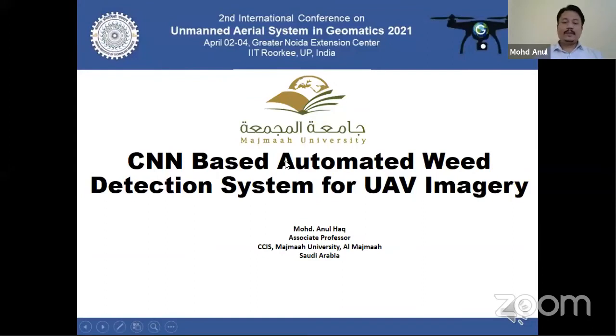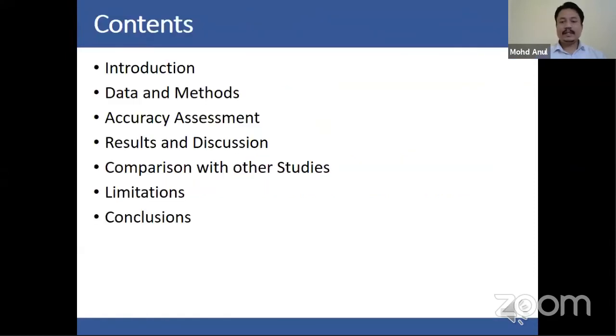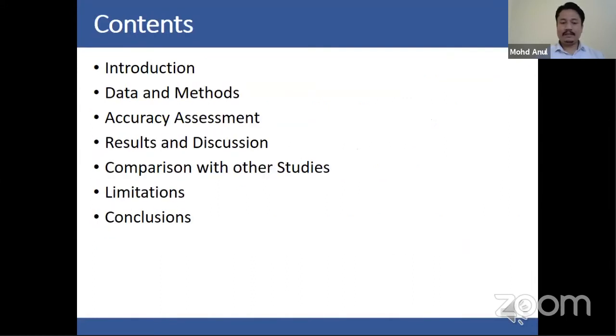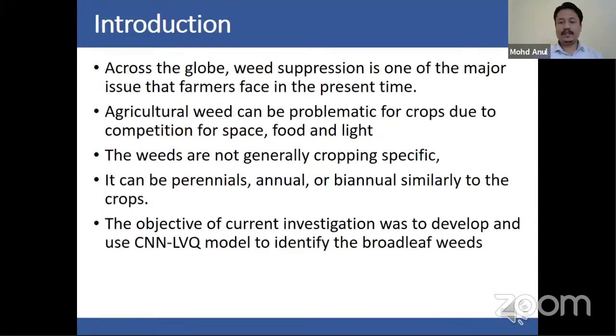So I'm going to discuss the CNN based automated weed detection system for UAV imagery. The content I am going to discuss are the introduction, and then I'll discuss the data and methods which we have used in this research. Then some information about accuracy assessment, followed by the result and discussion. And then, because the time is very less, I will try to compare the results with some already developed studies and the limitations. And finally, I'll be discussing the conclusion.